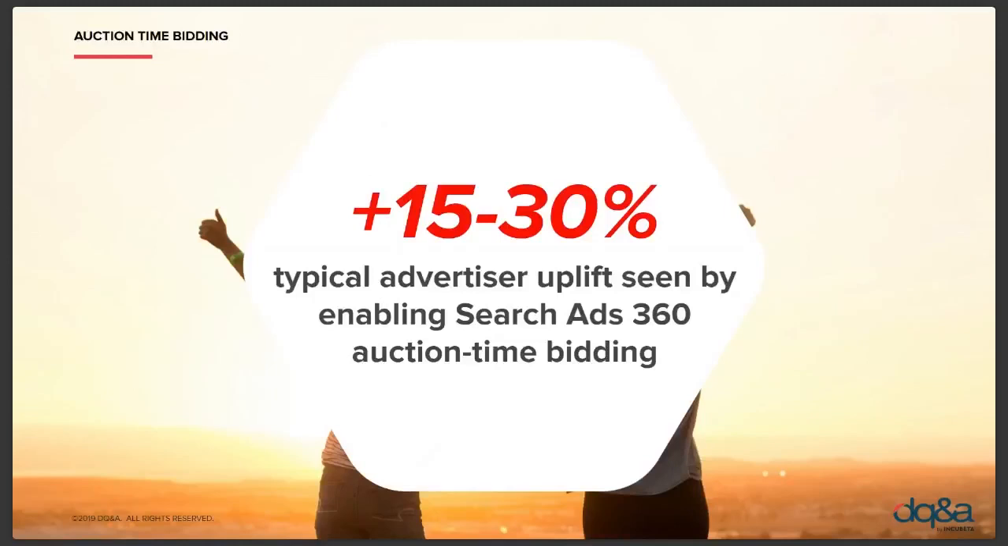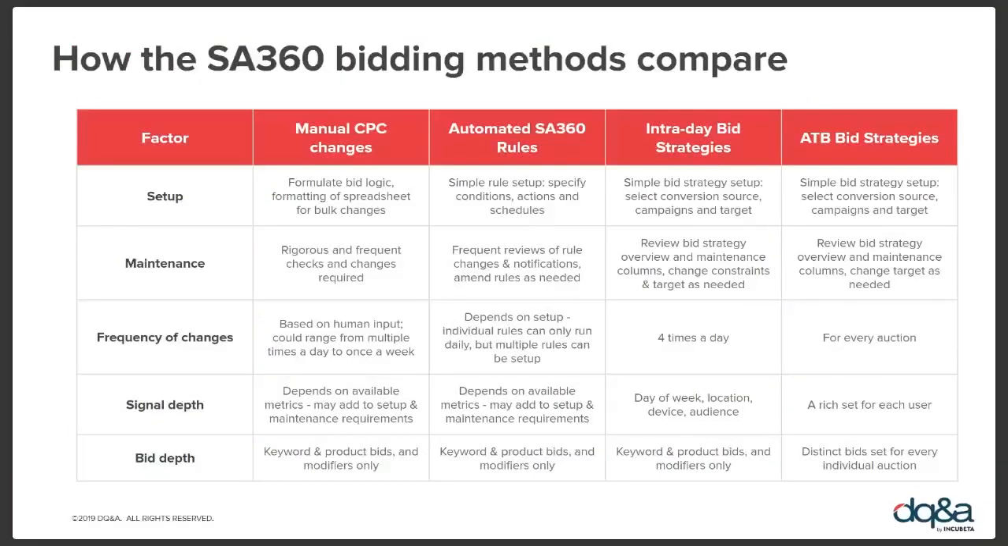So where does this sit within the current Search Ads 360 bid optimization for performance capabilities? We've prepared this table based on our own observations, reviewing how making manual CPC changes, whether that's in the user interface or via bulk sheets, automated rules in Search Ads 360, whether you're using the intraday bid strategies that we touched on earlier, and ATB, and measuring how they compare across numerous categories that represent user management and performance and effectiveness. Of course, there will be nuances and capabilities unique to every business.